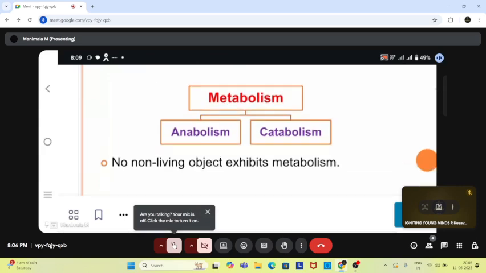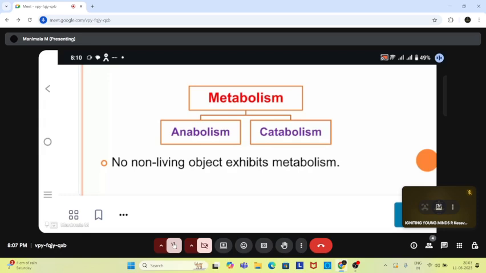But anabolism is a combination reaction. Once the food is synthesized, for example, in anabolism we can take photosynthesis. In photosynthesis, all the raw materials like carbon dioxide, water, light, and the chlorophyll pigment combine together and perform a particular function. So combining all, it is called anabolism.